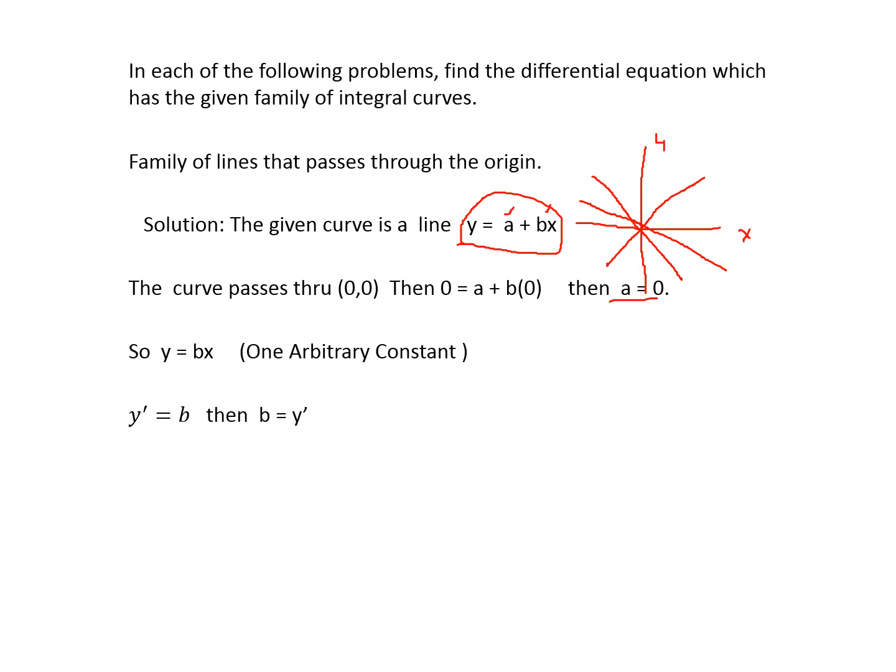And then what do we do? Substitute b is y prime into the equation y is bx. Then you have y is y prime x, or just transferring y prime x to the left, we have a differential equation now: y minus x y prime is 0. This will now be the differential equation for all lines that pass through the origin.